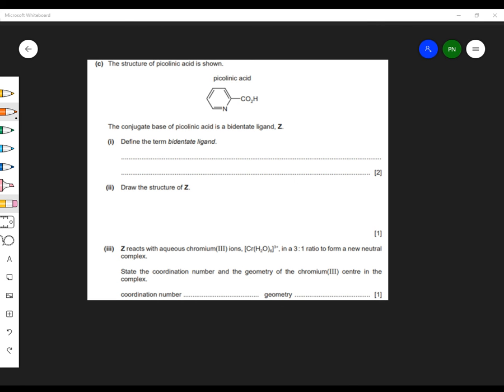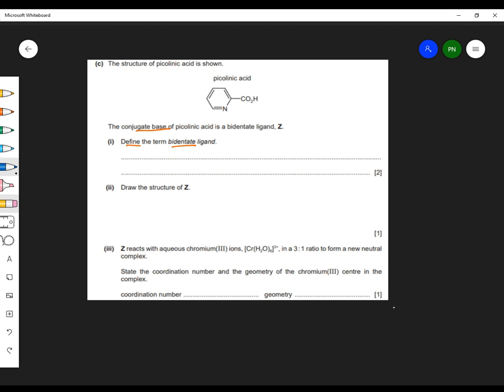Now this one shows the structure of picolinic acid, and there it is. Conjugate base is a bidentate ligand Z. So picolinic acid isn't the ligand, but the conjugate base is. Now we've got to define the term bidentate ligand. Now what are the pivotal things here? What are the things we must say?